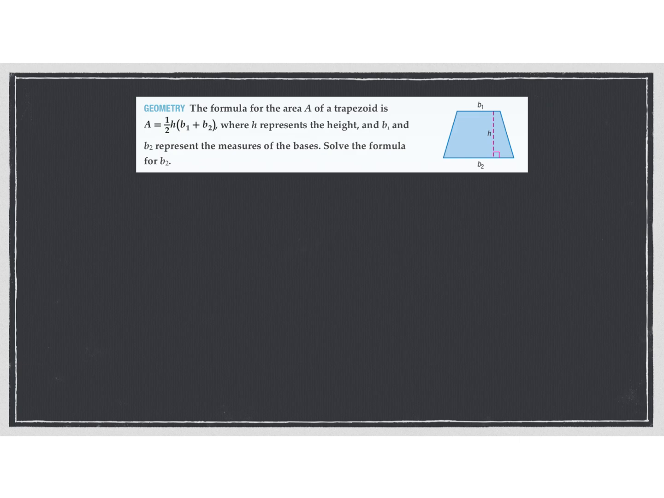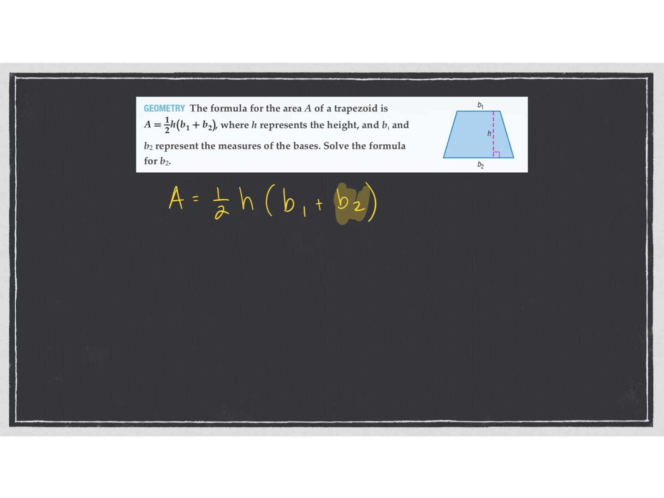So the formula for the area A of a trapezoid is A equals 1/2 h, parentheses B1 plus B2, where h represents the height and B2 and B1 represent the measures of the bases. Solve the formula for B2. So I'm just going to write it here. All they want us to solve for is B2. So they want to make sure that B2 is by itself.